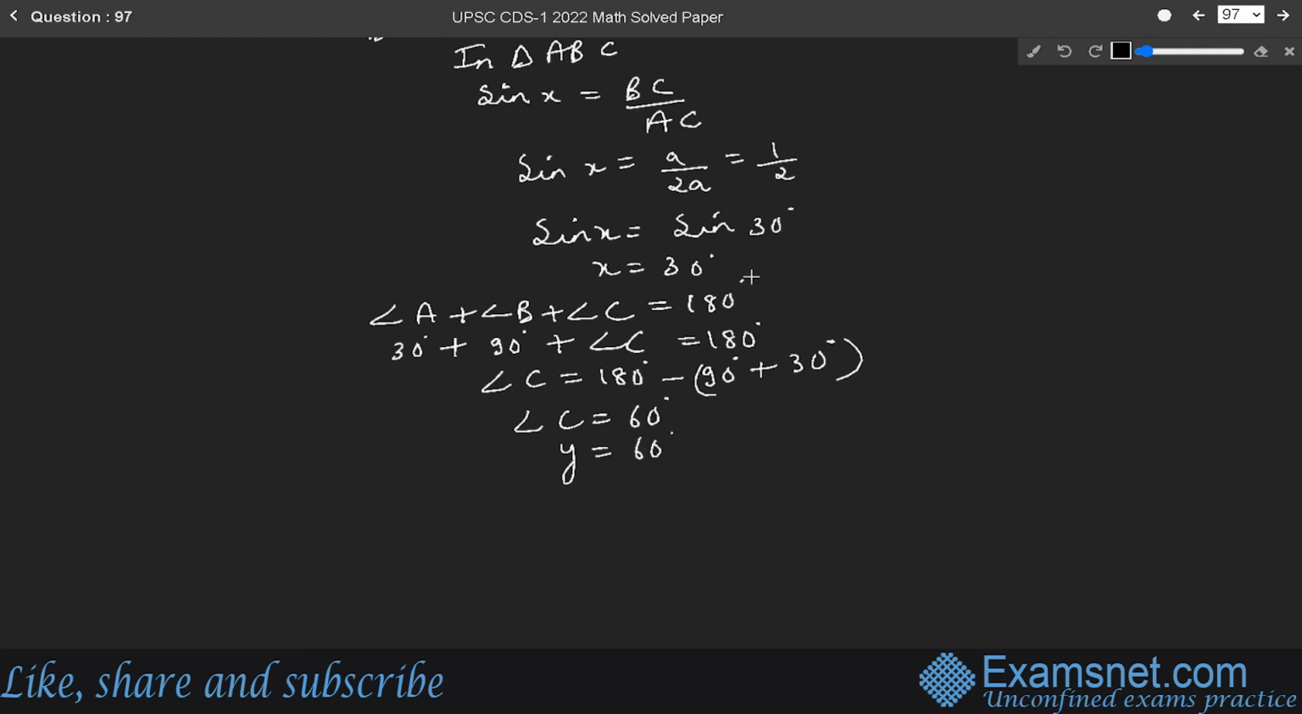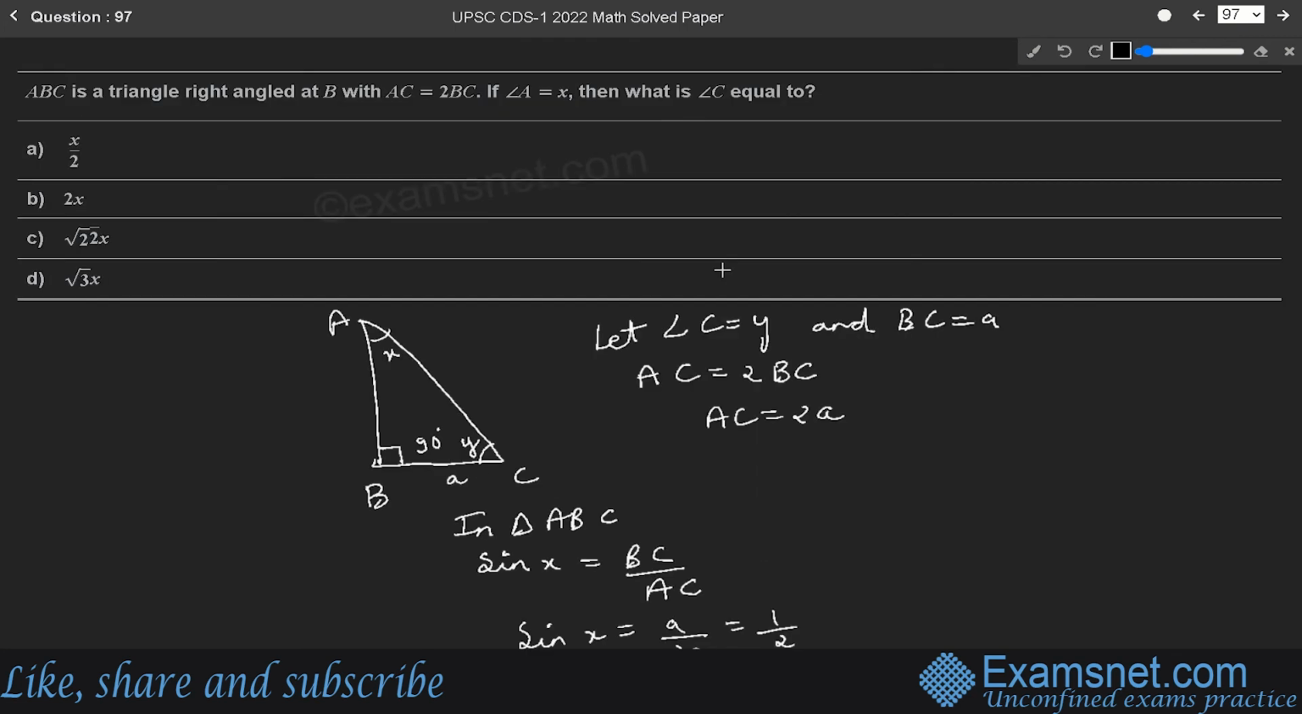Now it can be written as 2 into 30 degrees. Yes, because 60 can be further split into 2 into 30 degrees and we know that 30 degrees is X. So we can say that Y is equal to 2X. Therefore the value of angle C according to the given options is 2X. Therefore option B is the correct option here. See, this was a very simple question. You just have to use the values from the question and you get the required value.